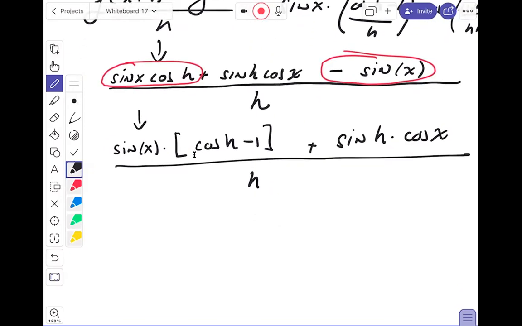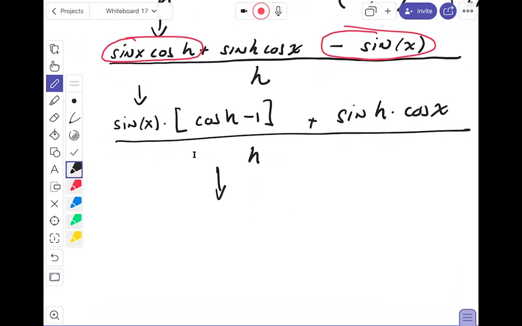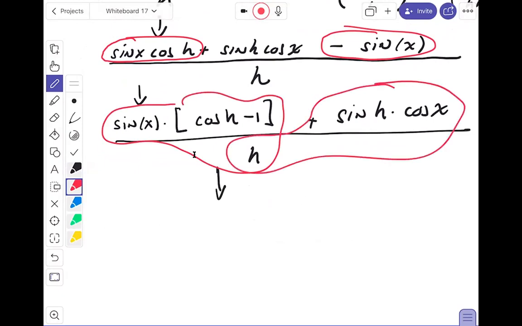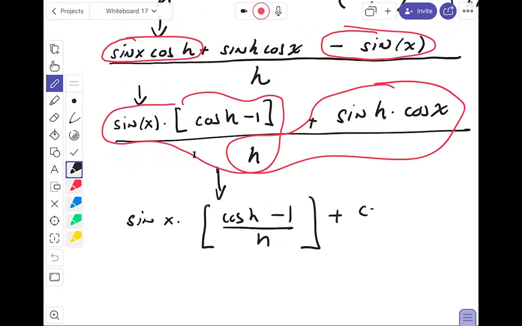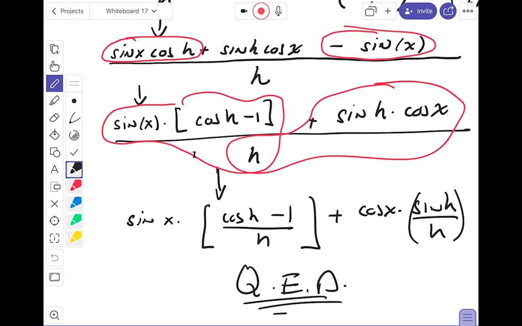And I want to make sure I can get that other side that they say. Let's put this down. I'm kind of looking at it now. And what do I see? I'm going to split into two terms. For the two terms, this one here, and then this one over here. Let's write that down for you. Sine x times cosine h minus 1 over h plus cosine x times sine h over h. Q.E.D. That's what we want to come up with.